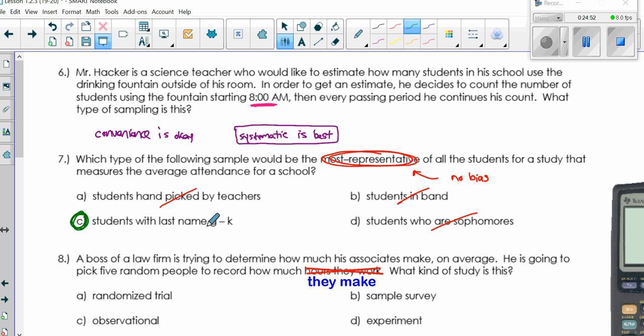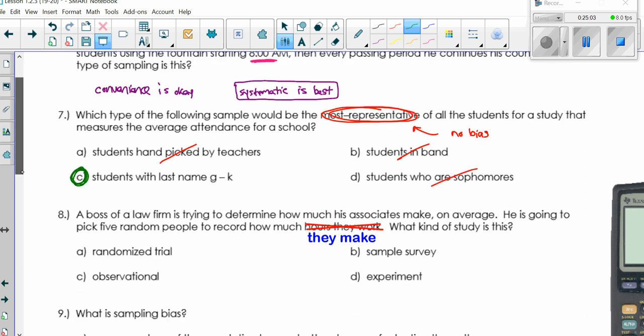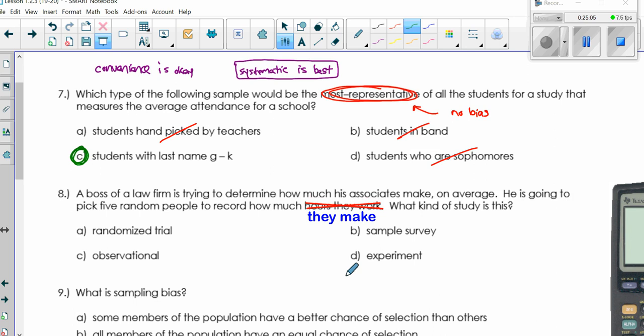So students with last names G through K, because that could represent people who are in band or not. That could represent sophomores, but also freshmen, juniors, and seniors. Okay, so that would be your best answer. In these types of questions, where these are multiple choice questions, you really want to make sure that you read each and every answer, because while one answer may sound good, you might read another one that sounds better. Or in this case, you might read ones that sound like all of them maybe don't fit, but there's got to be one that's better than the rest. So really make sure you read through all of the answers.